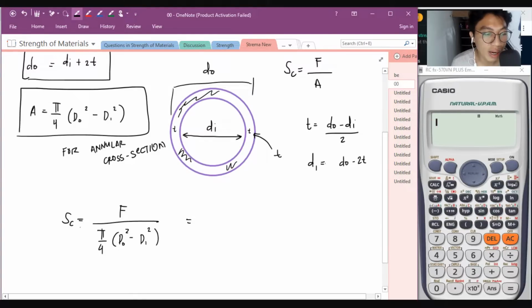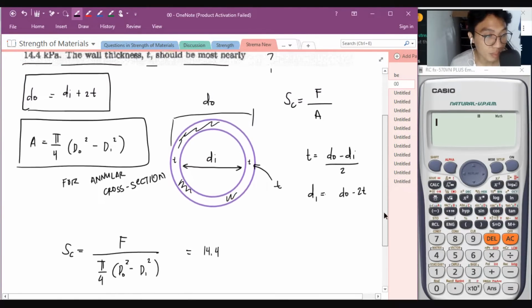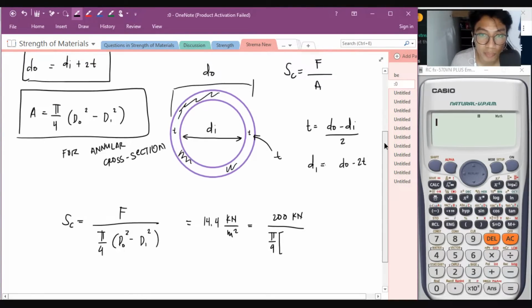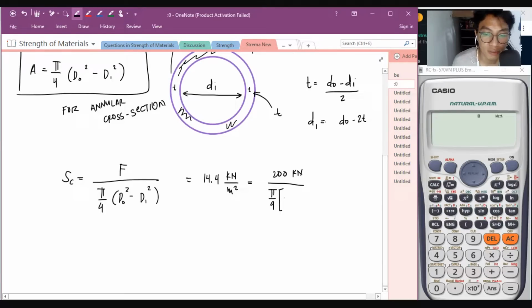We have the value for SC, which is 14.4 kPa, or kilonewton per meter squared. Equal to, the force is given, 200 kilonewton, pi over 4 multiplied by DO. What is your DO there? How much? So, 5 meters squared, minus di squared. Let's find di.